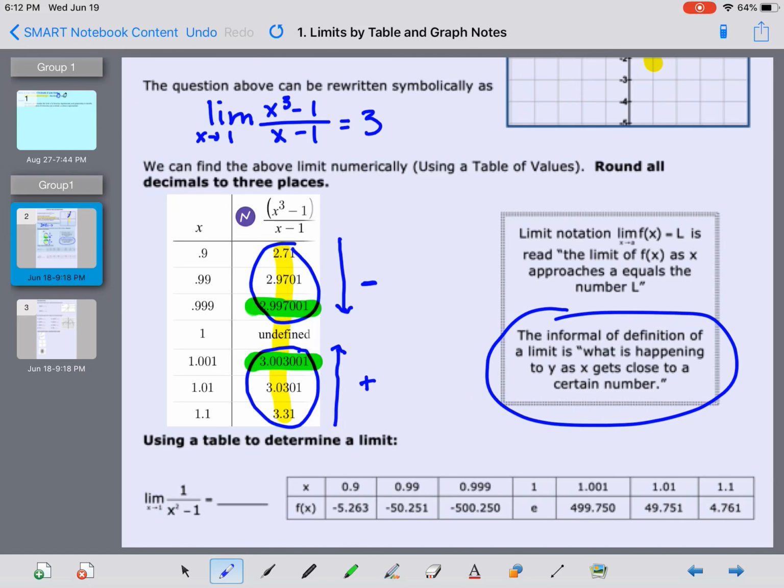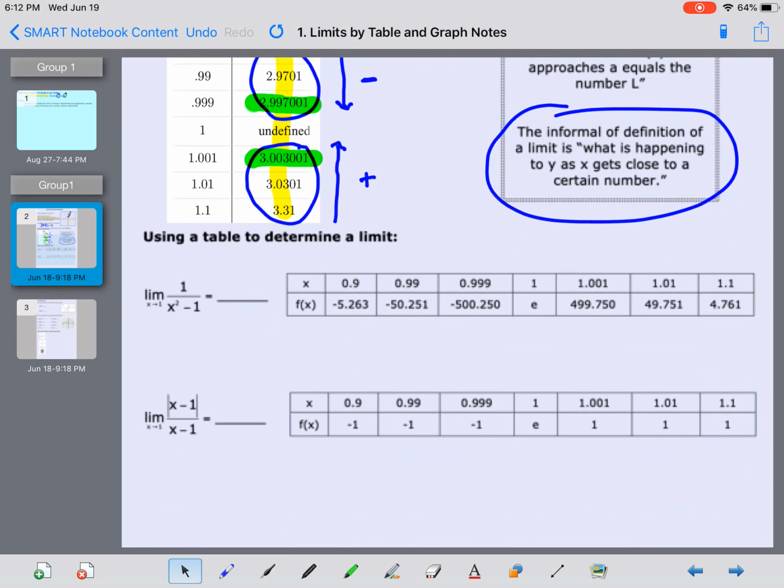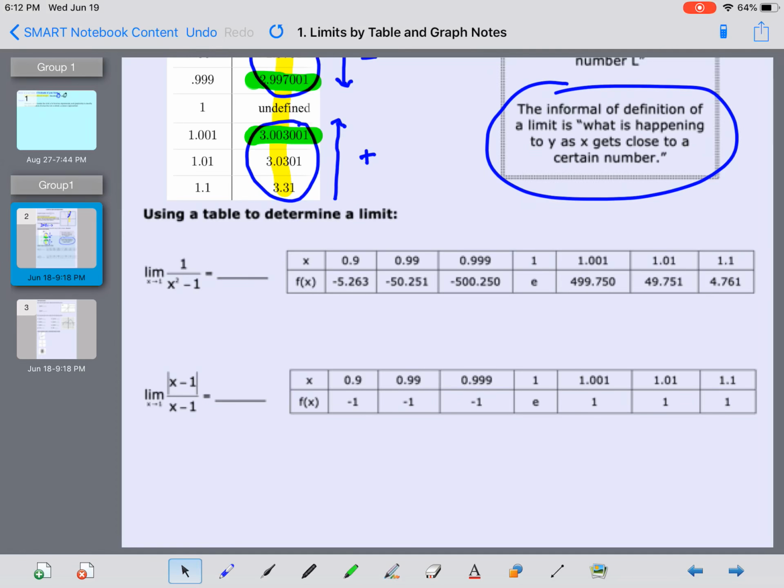Okay. So underneath this, you have two more tables. My tables are already filled out. So what I want you to do is to pause the video and fill out those tables. Okay, fill out the y values. And then when you're ready, press play again.